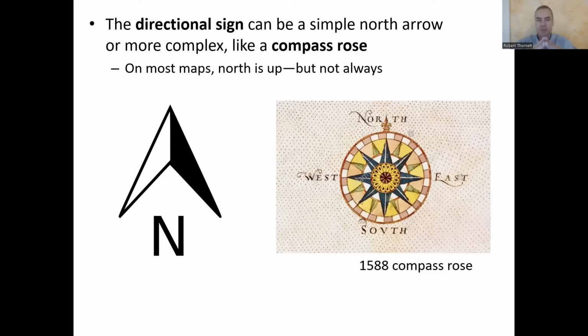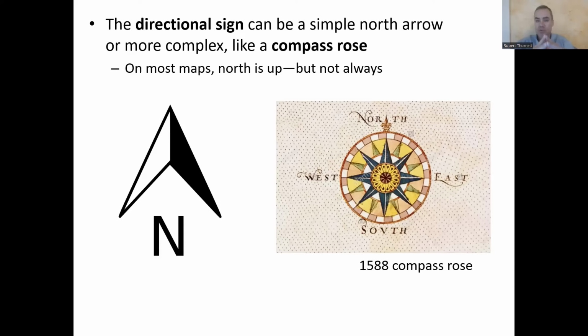So then we have the directional sign. We said we need something to tell us where at least north is, and we can figure out east, west, and south from there. That could be a simple north arrow like you see on the left. It could literally be just a simple arrow penciled in with the letter N below it. Or it could be some combination of the directions.